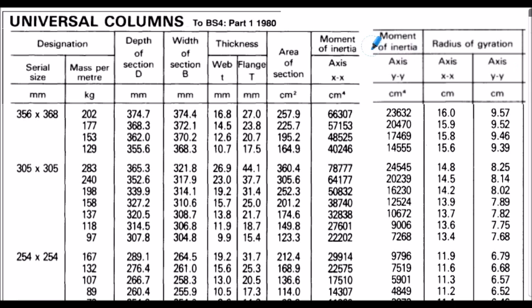So this will be table 3 of our notes. It's the universal columns here. Extract from BS4 Part 1, 1980. Designation of 305 by 305 by 158 kilograms per meter. So now we need to read along the row here till we get to the radius of gyration column. And there are two values for radius of gyration. We've got one about the x-x axis here of 13.9 centimeters. But the one we're interested in is about the y-y axis, and that's the 7.89 centimeters. So that's the least radius of gyration for our particular section.